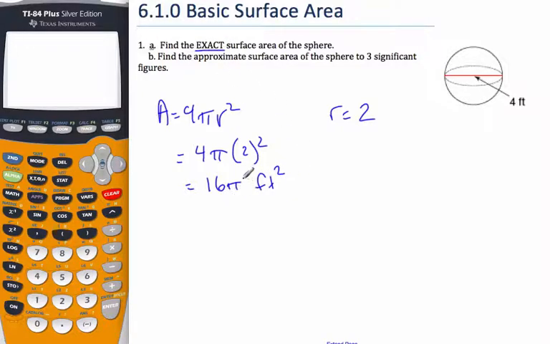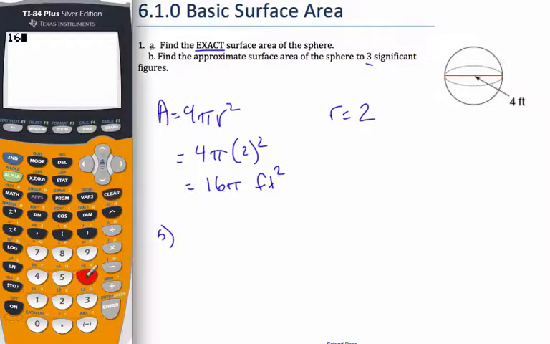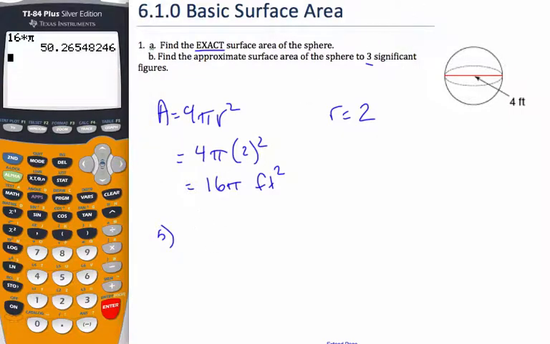And that is the exact value. It has pi in it. This is an exact thing, because pi is 3.14 and so on, forever and ever. Now, if I want to find the approximate surface area of the sphere to 3 significant figures, what am I going to do then? Well, I'll just have to multiply 16 by pi, and I will do that in the calculator. I have the actual pi button, I can just use that. And the value I get is 50.3 feet squared. And that is to 3 significant figures.